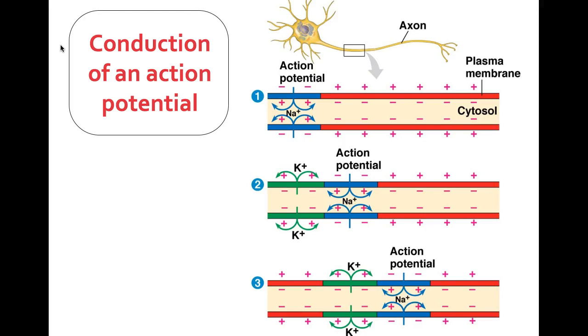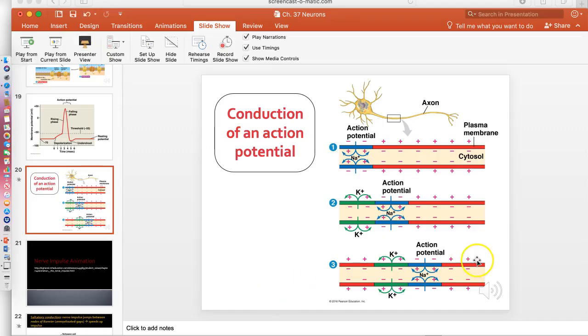How the action potential moves down an axon, down the neuron, is being shown in the diagram in 3 different parts or phases, showing you how that action potential shifts from the left to the right.